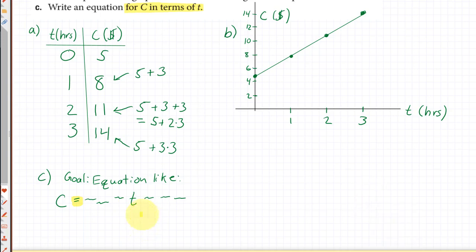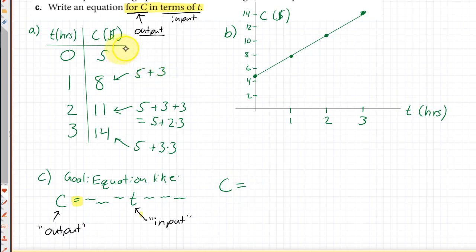So the idea is that the t here is like the input in this kind of equation if it's written in terms of t. And the c is the output. It's the result from doing those calculations. So that's what it means to have an equation for c, it means it should look like c equals. So that's the goal here, is to get that kind of equation. Let's see how we can do it.